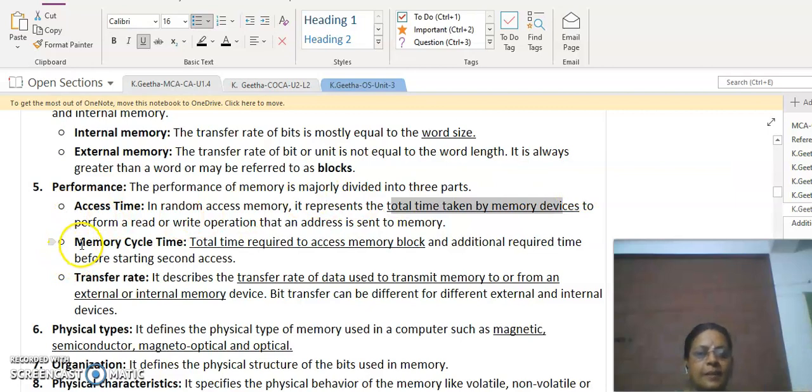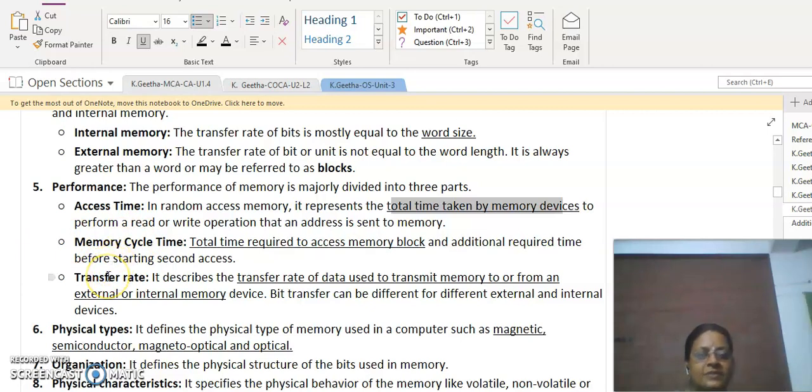Then comes memory cycle time. What is memory cycle time? It is the total time required to access the entire memory block. So it is not with respect to a particular word. How much time does it take to transfer the whole block? Whenever the CPU is in need of a particular word, it is not going to read it as a word. Usually it will be done in terms of blocks. So the total time taken to get the entire block from the memory is considered the memory cycle time. Usually the memory cycle time comprises the access time and also the initial and later overheads. So prior to the read and the write operation, the overheads involved are also accounted for in the memory cycle time.